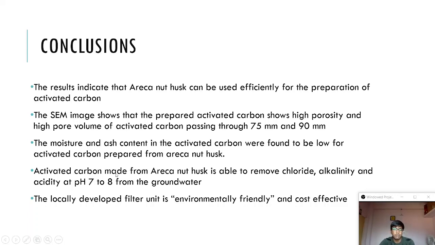Activated carbon made from areca nut husk is able to remove chloride, alkalinity, and acidity at pH 7 to 8 from the groundwater. The locally developed filter unit is environmentally friendly and cost effective.